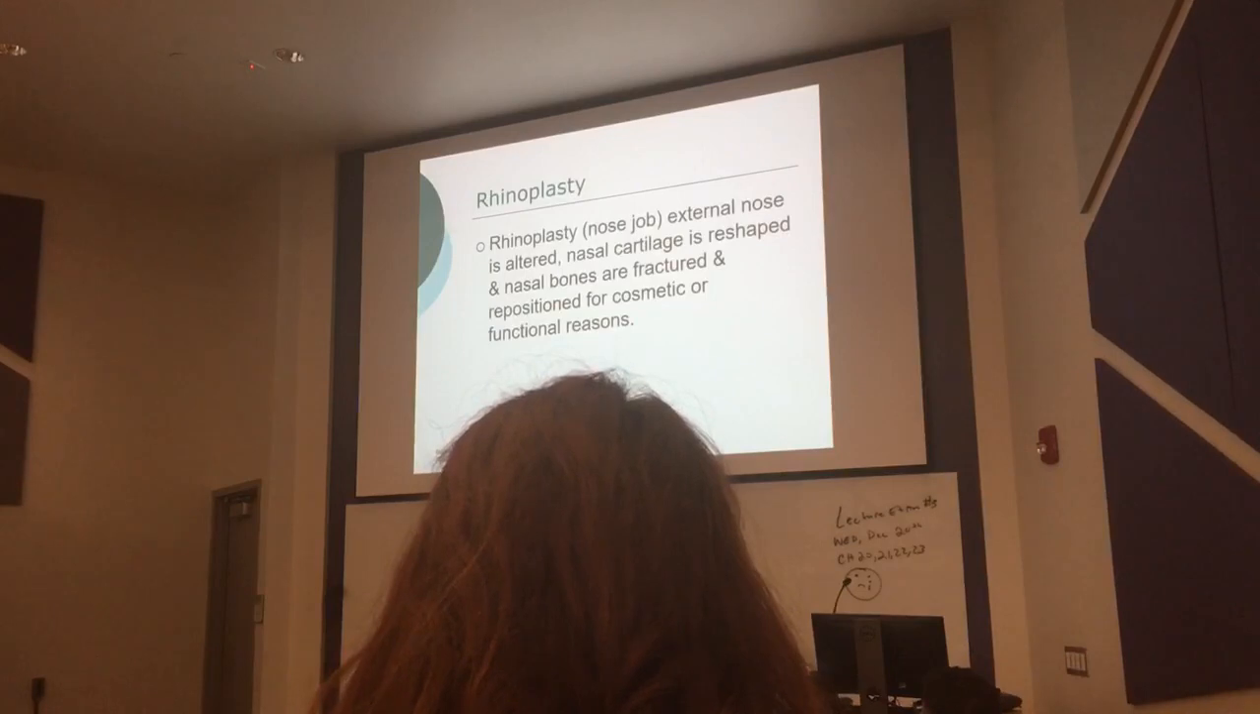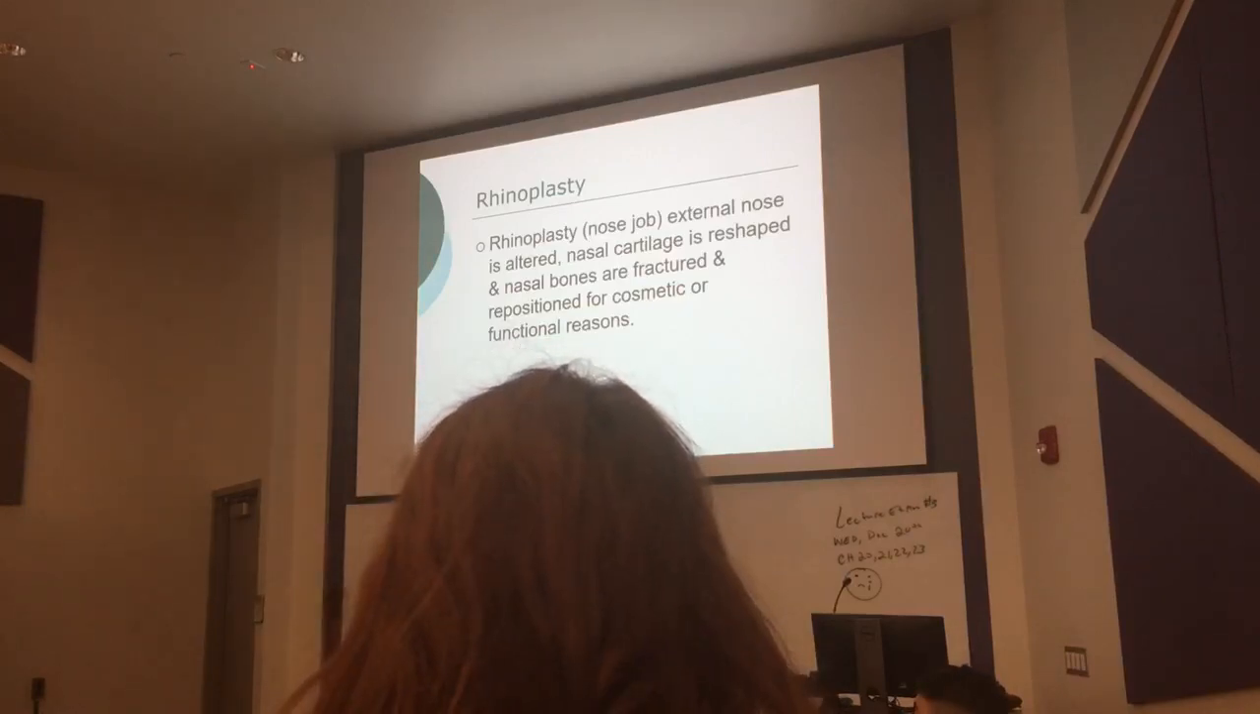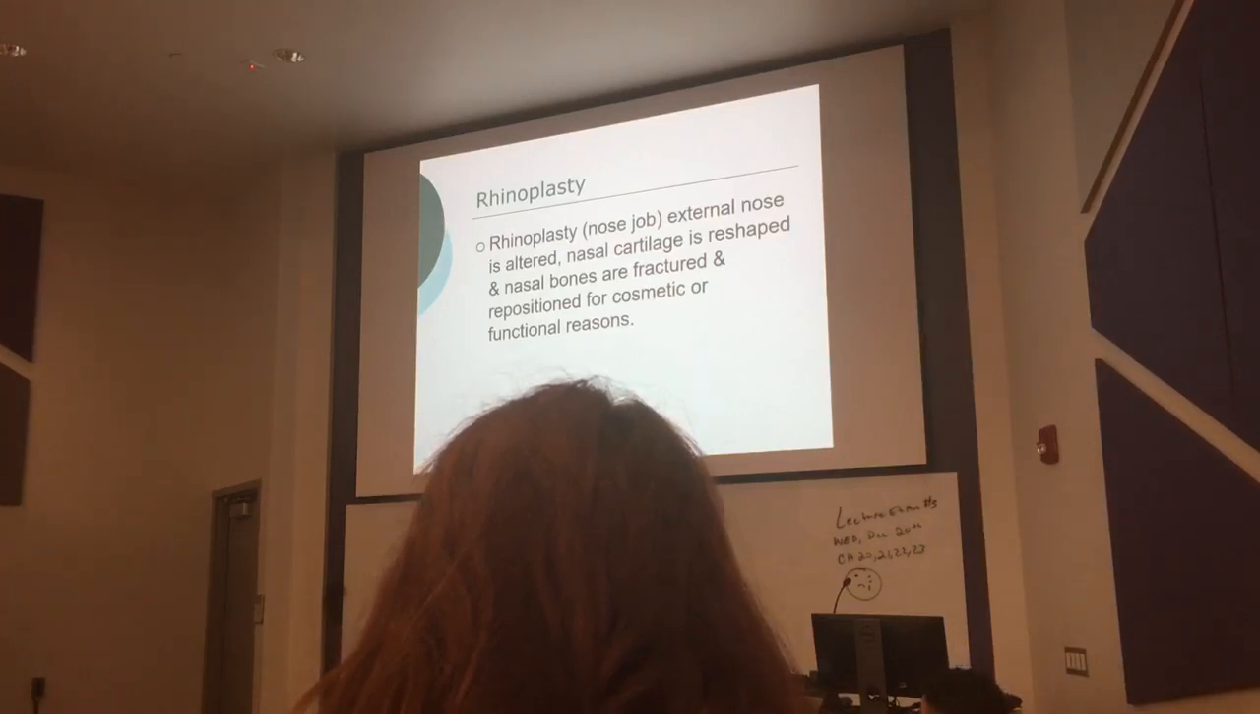So this here, insurance will pay for. This here, insurance will not pay for. But if you have a deviated septum, they'll ask you, "Do you like the way your nose looks?" And if you say no, they're going to break it anyway. So they'll fix it to whatever way you want.